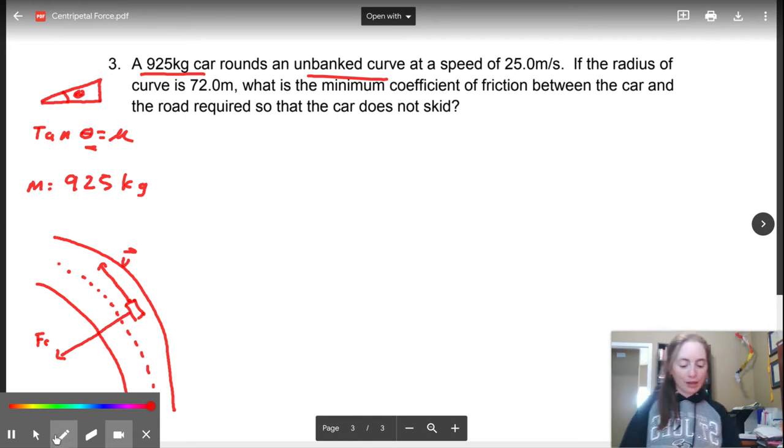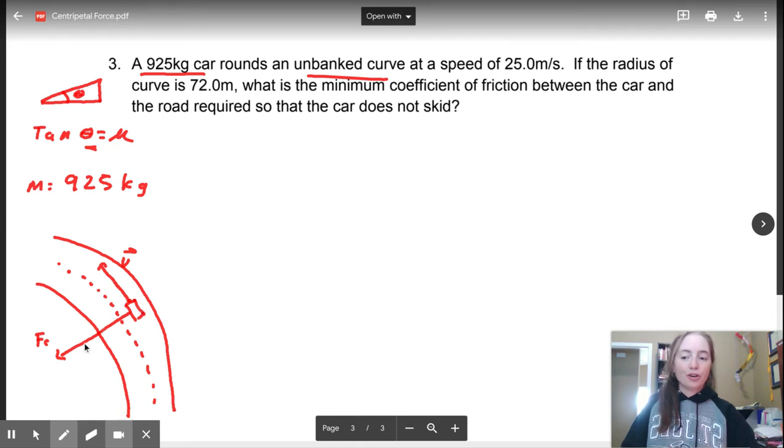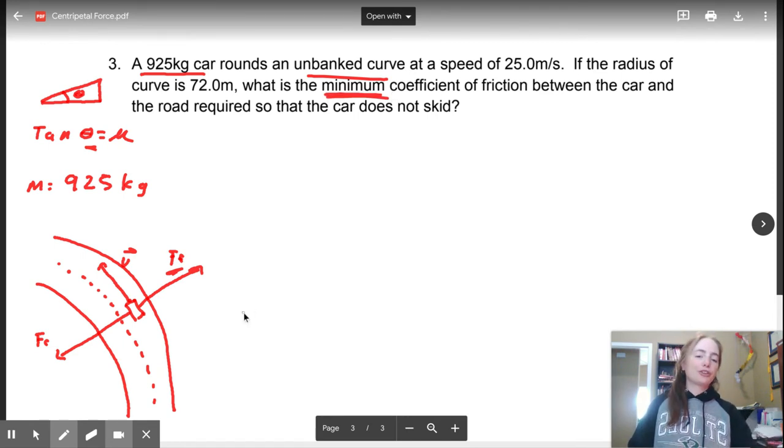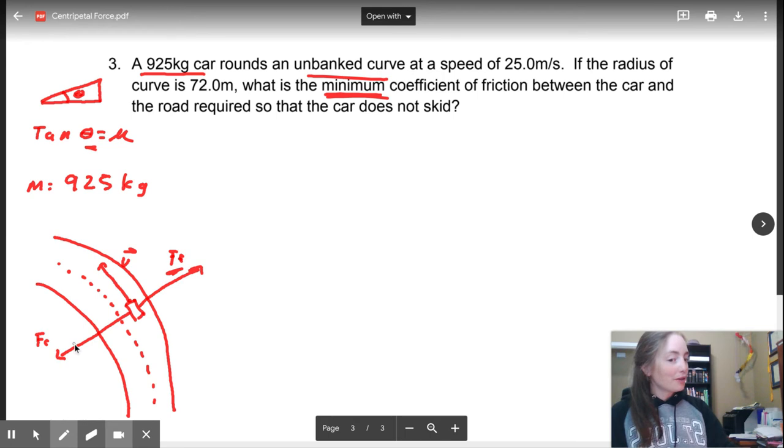Force of friction. Okay. Now remember, your force of friction is going to be acting in opposition to your other forces. So FC is pulling you this way. Force of friction, ladies and gentlemen, is pulling you that way. Okay. So it's also pulling you this way too, but for our purposes, we're worried about this force of friction while we're on a curve. Okay. So what is the minimum coefficient of friction between the car and the road to ensure the car doesn't skid? Okay. So we want to find mu.